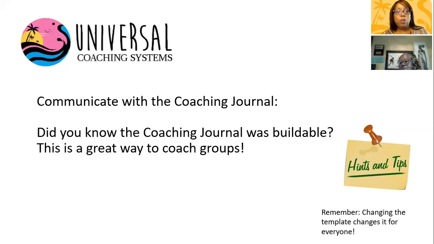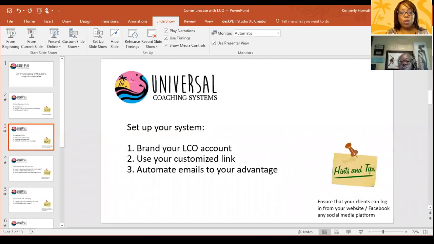Now, here's the one thing you must remember about changing the coaching journal. When you change the coaching journal template, it changes the template for everyone that is using that template. It is not person specific unless you create a journal for a person, and you can do that if you want to. But if it's a coaching journal that's just for a group or just your general coaching journal, when you change the template, you're changing it for everyone that has it. Make sense?